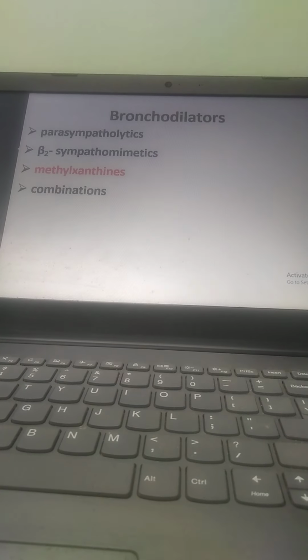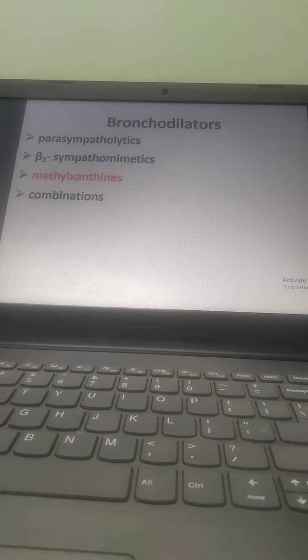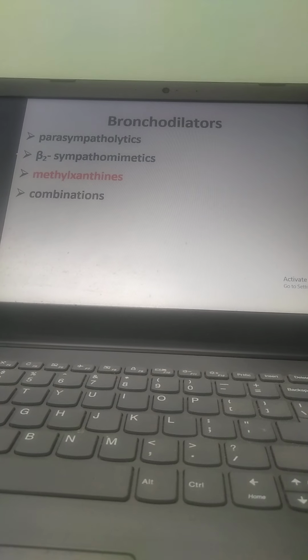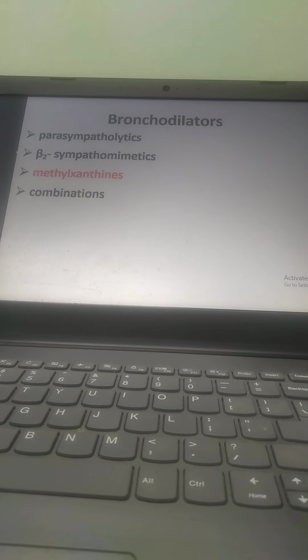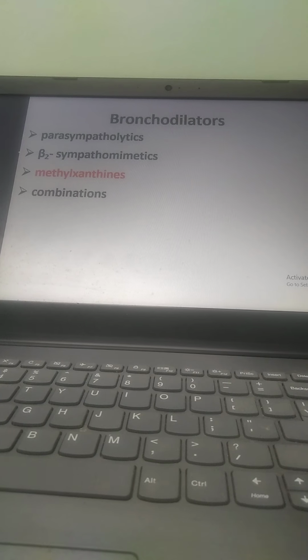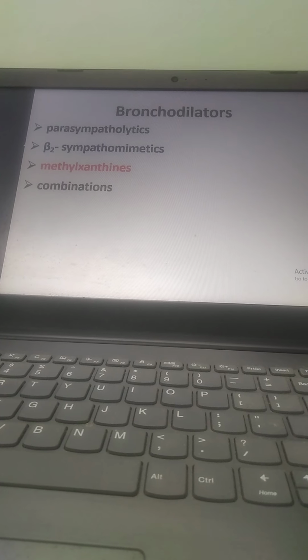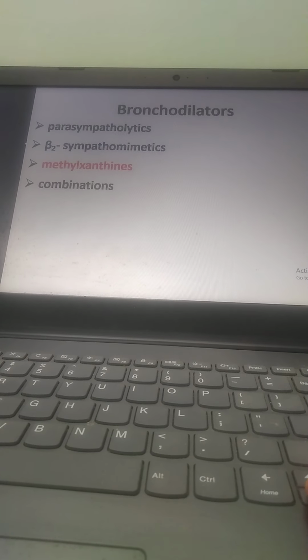Now, bronchodilators, we have parasympatholytics, beta-2 sympathomimetics, methylxanthine, and combination. So parasympatholytics means it is atropine type, but it's not atropine here. There is ipratropium, then short acting. Beta 2 sympathomimetic is salbutamol and salmeterol. Methylxanthine is, say, phosphodiesterase inhibitors, PDE4, and methylxanthines we can also call them, and it is theophylline also. Then we have combination therapy, so bronchodilators.